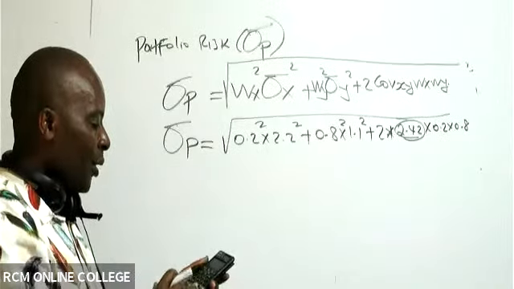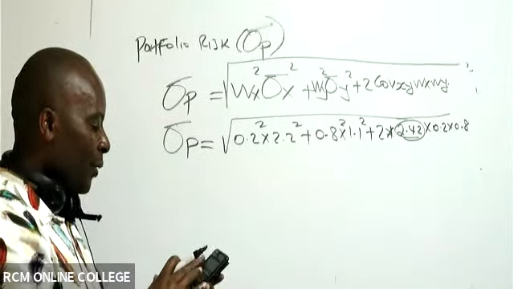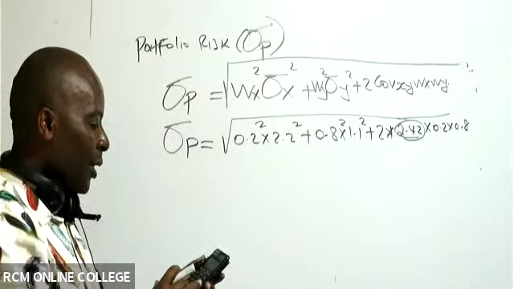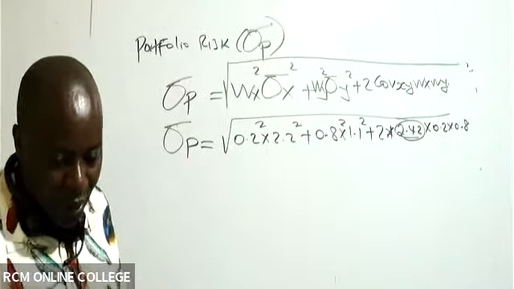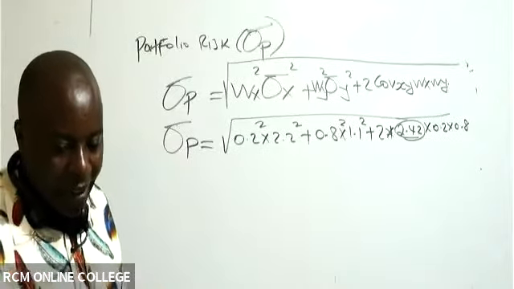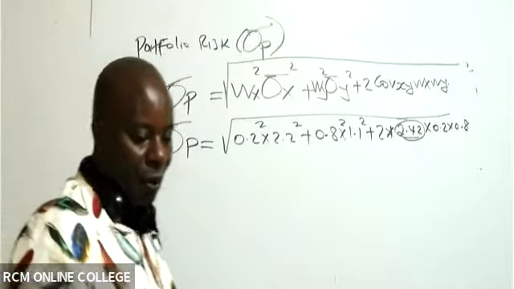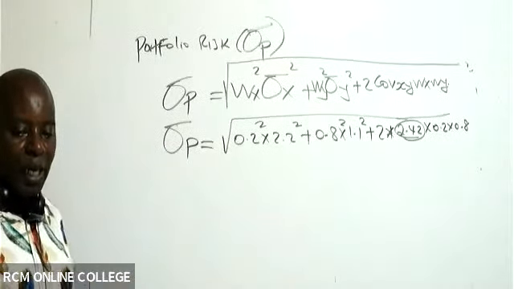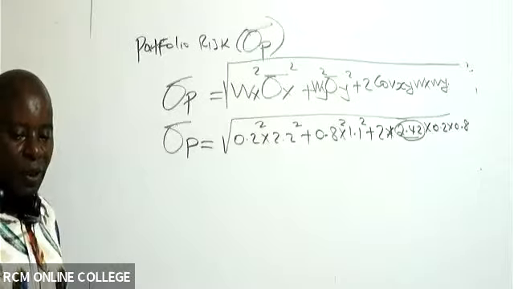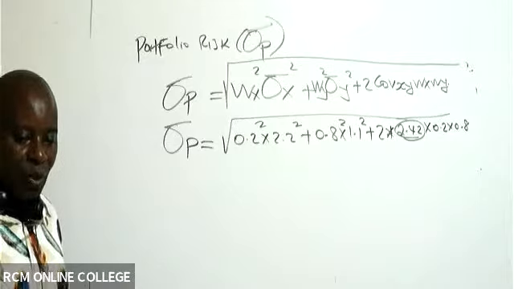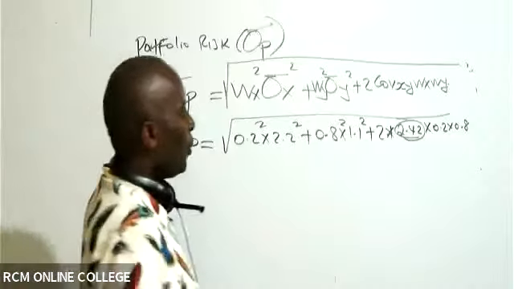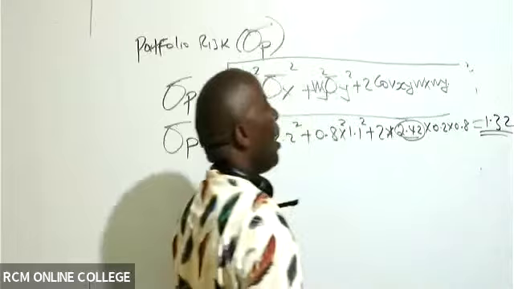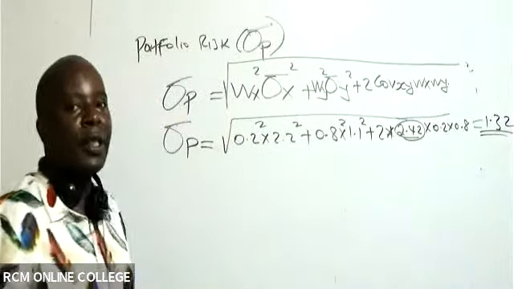You say equals. Whatever answer you get, you say square root. Is there somebody who is able to get 1.32? I've gotten 1.32. Rose has gotten 1.32. Carol has gotten 1.32. Thank you so much. So that is how we get, in this case, the standard deviation of a portfolio.